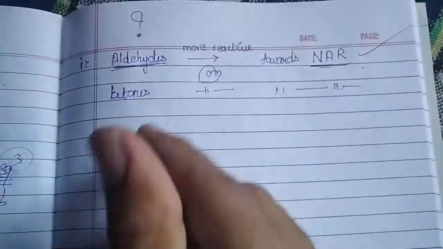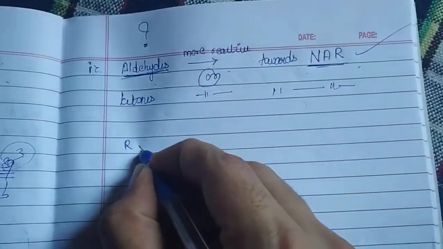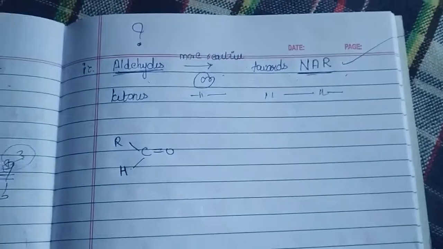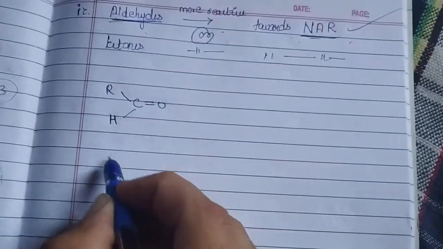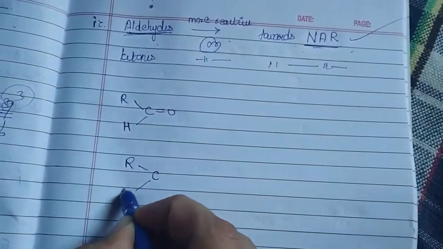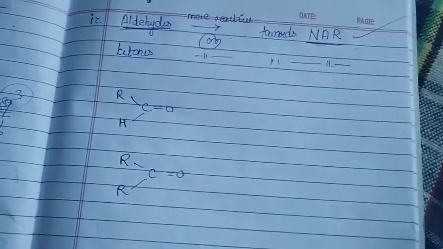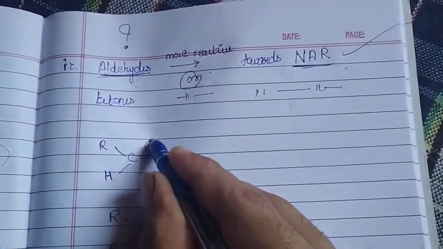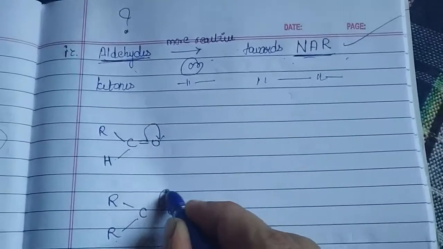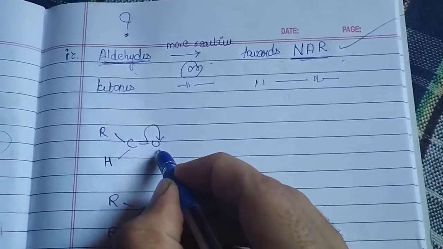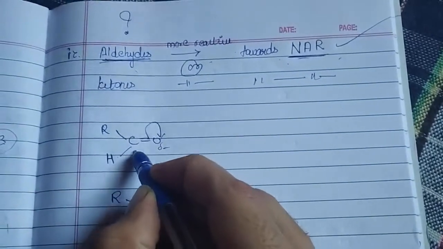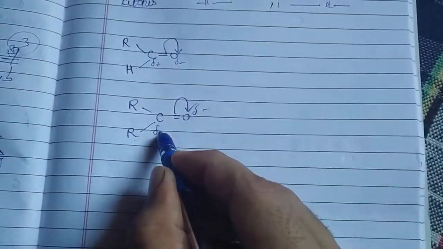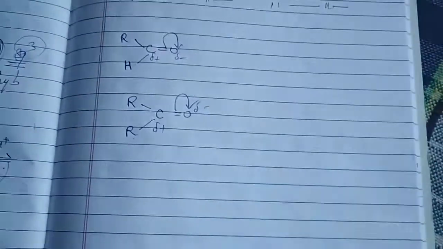When I am writing, for example, an aldehyde, how can I write? R, C double bond O and an H over here. When I write a ketone, let me write downwards: R, C double bond O and an R. Of course, for a nucleophile to attack, this oxygen should attract the pi electrons towards itself. So in that case, what happens? Delta minus on oxygen, delta plus on carbon. Here also, delta minus on oxygen, delta plus on carbon. Of course, what I said, carbonyl compounds will undergo addition.